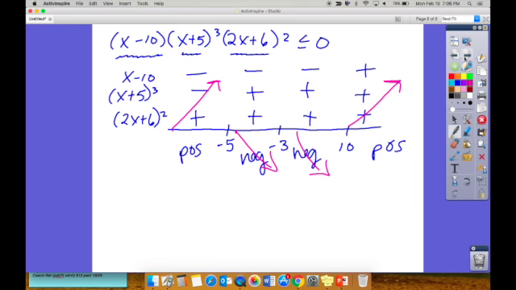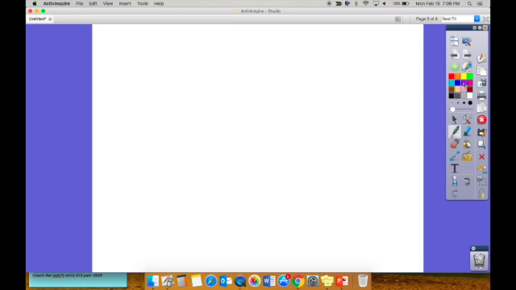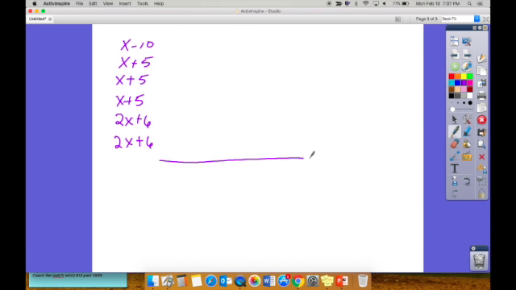Okay, another way to do this problem, take it or leave it. You can break all of those factors up individually. Instead of having x plus 5 cubed, you can do x plus 5 and x plus 5 and x plus 5. And instead of 2x plus 6 squared, you can go 2x plus 6 and 2x plus 6. And then you have your same zeros, negative 5, negative 3, and 10. There we go. Okay, so this is going to be negative, negative, negative, positive.